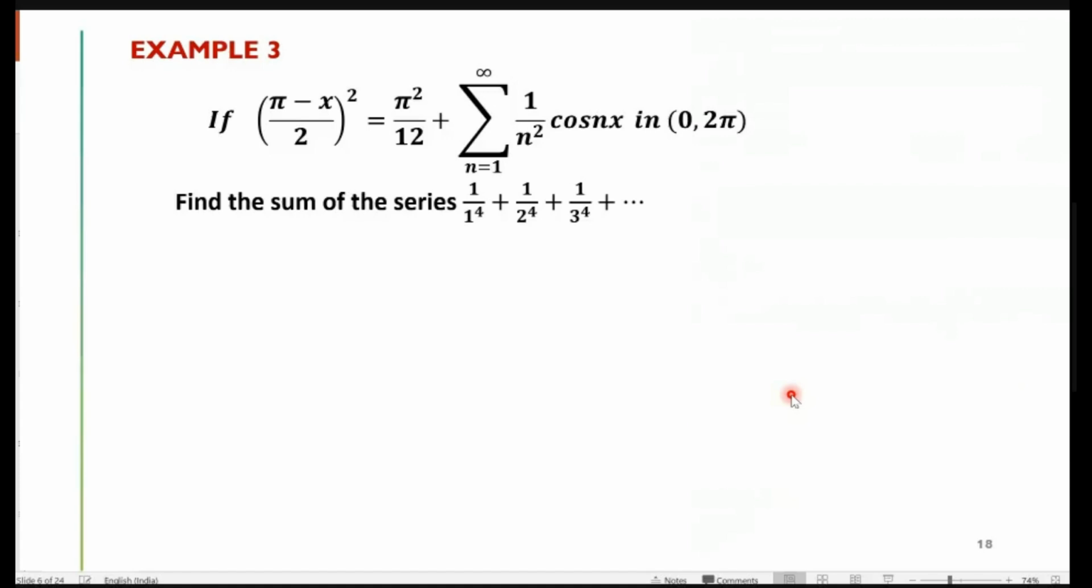Next type of problem. If pi minus x by 2, the whole square, is equal to pi square by 12 plus summation n varying from 1 to infinity 1 upon n square cos nx in 0 to 2 pi, find the sum of the series.